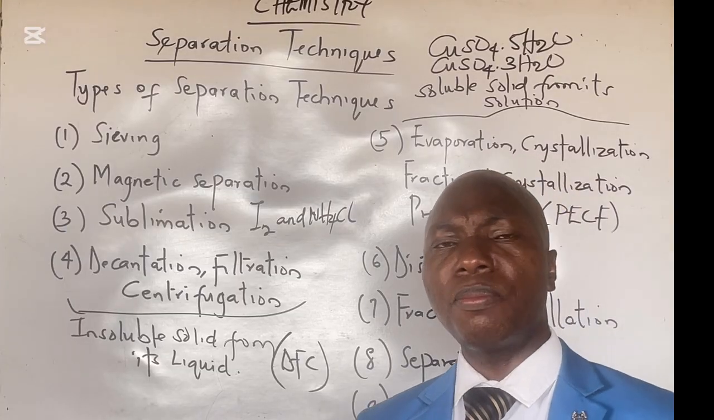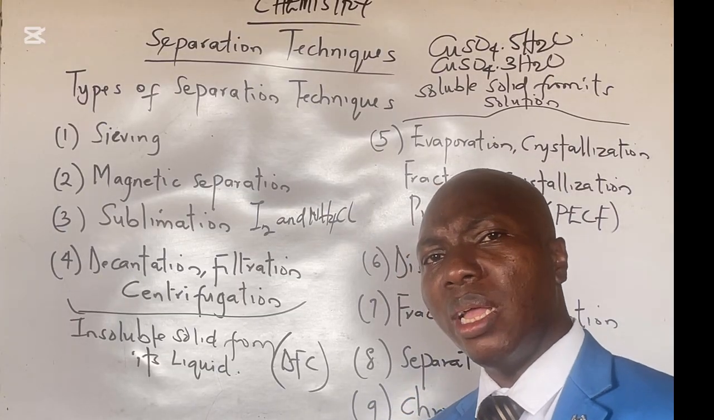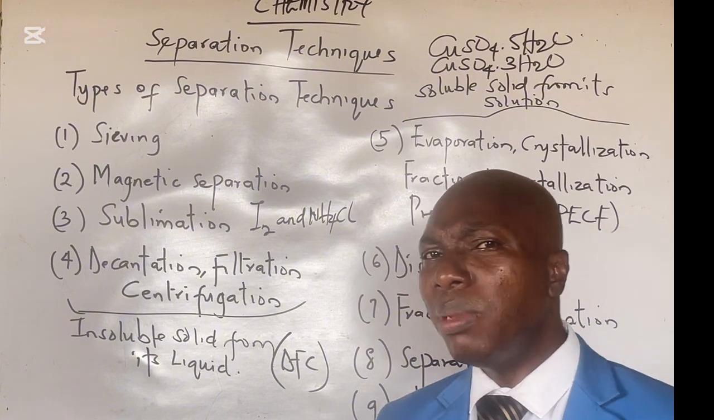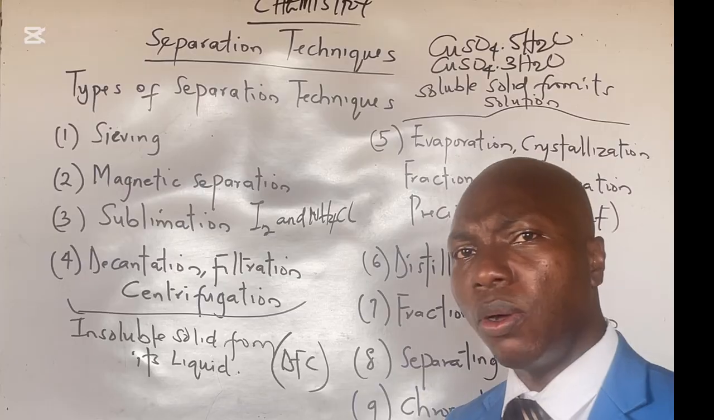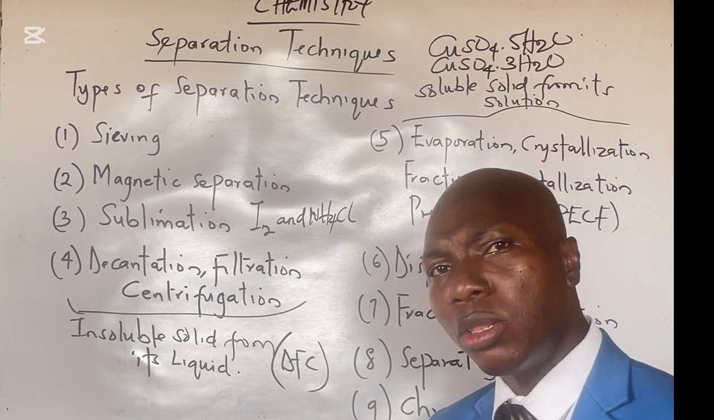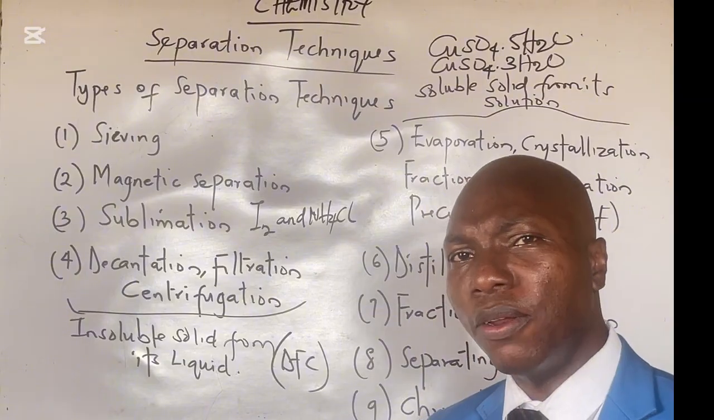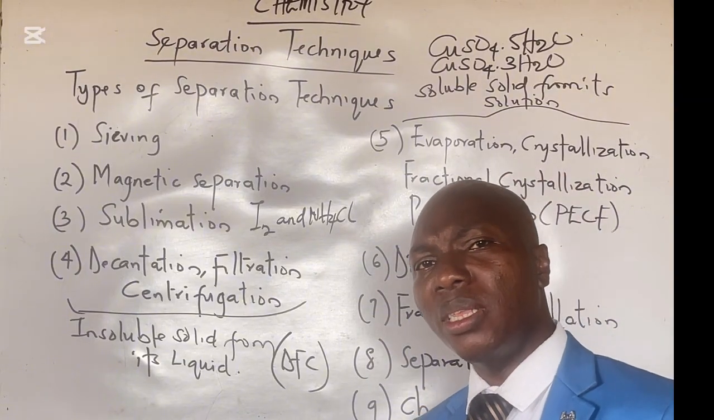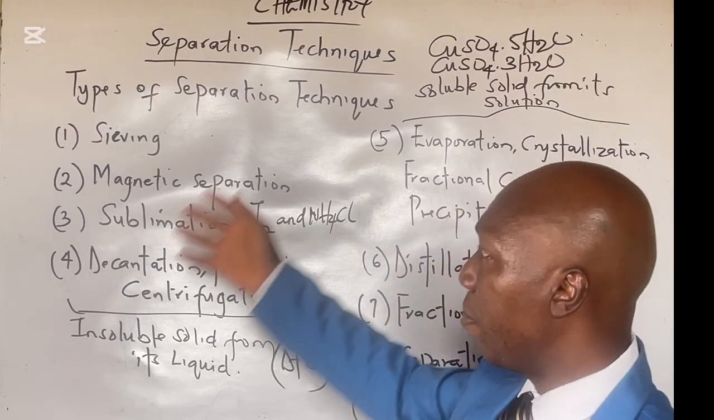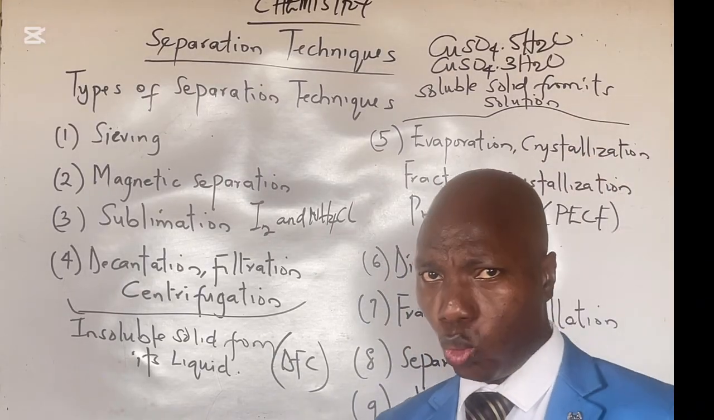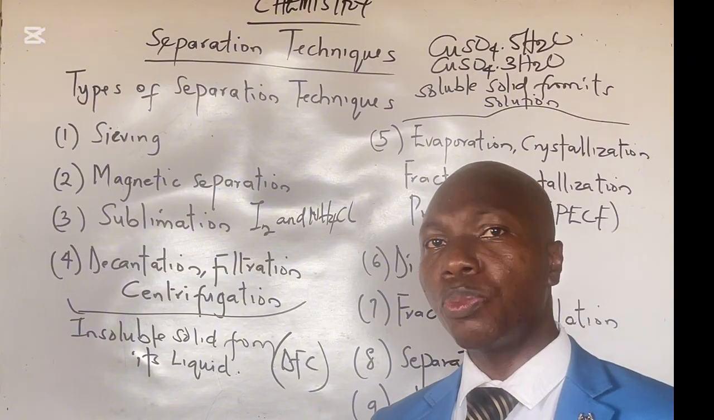We know that iron sulfate can mix easily with water, but it cannot mix easily with ethanol. What will you do? You will add ethanol. Ethanol cannot mix easily with iron sulfate. In the process of adding ethanol, crystals of iron sulfate will be deposited, and you can then use filtration. With these separation techniques, you can combine one or two to obtain the crystals of the salts.